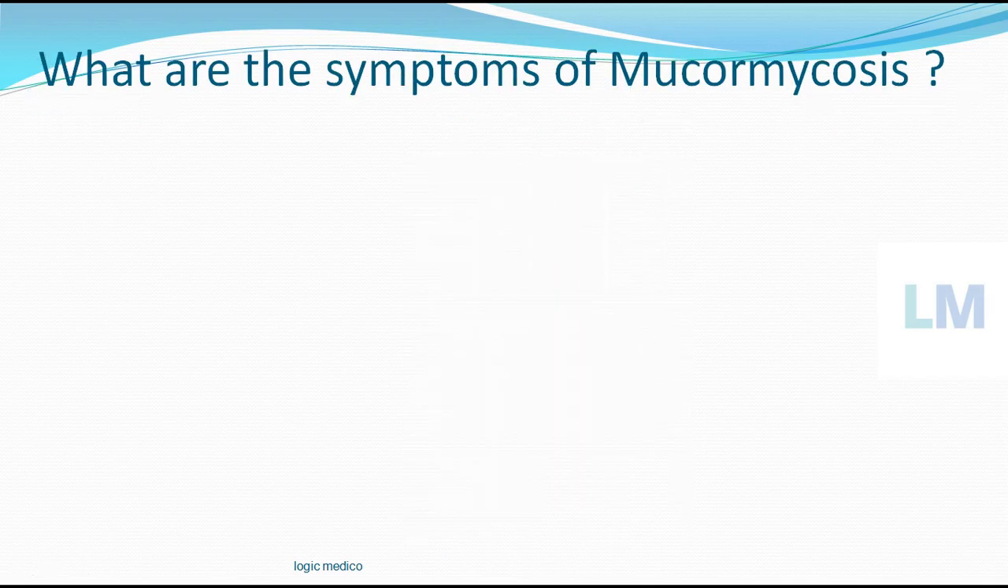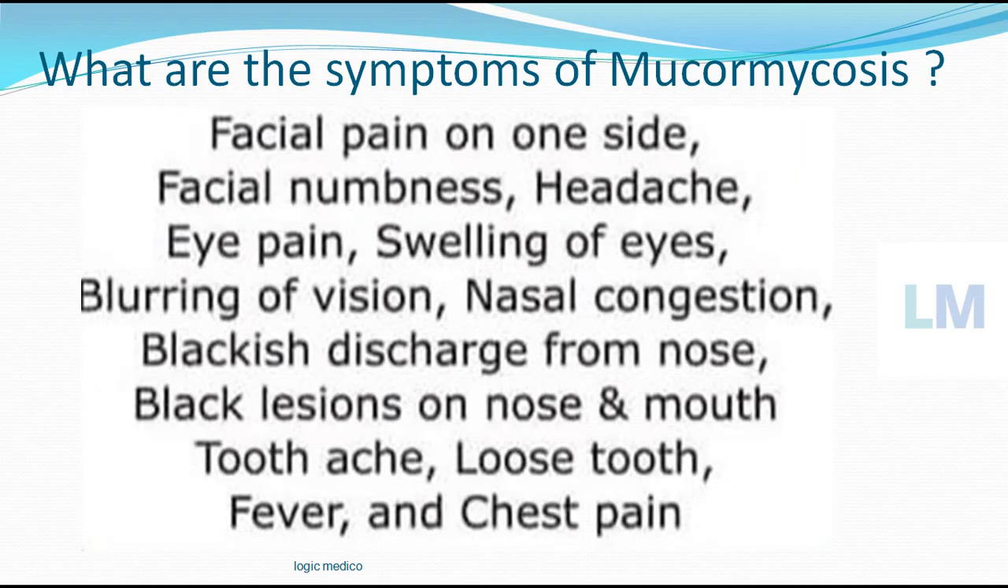Hope you understood this. Now coming to what are the symptoms of mucormycosis. Please note these are the following symptoms. If the patient develops facial pain, especially on one side, hemifacial pain, facial numbness, a woody sensation on one side, headache, unilateral headache or eye pain, swelling in the eyelids, blurring of the vision, that is decreased clarity in the vision, nasal congestion, meaning nose blockade.